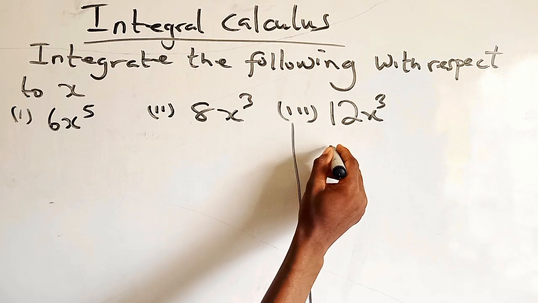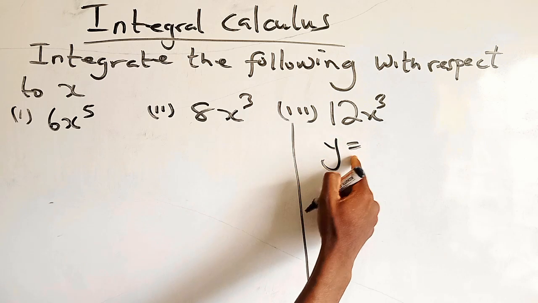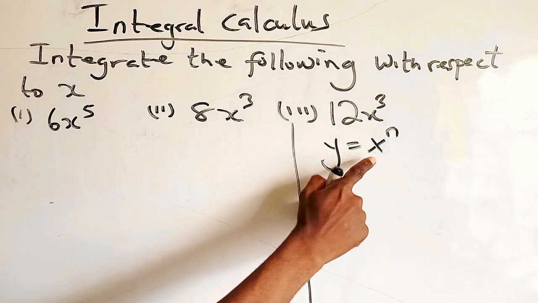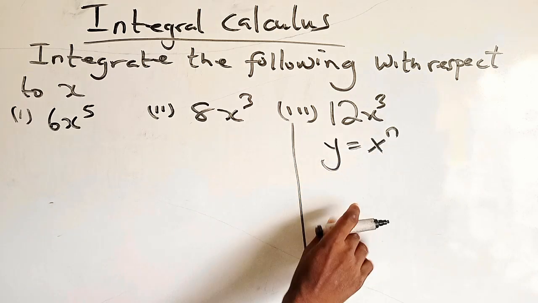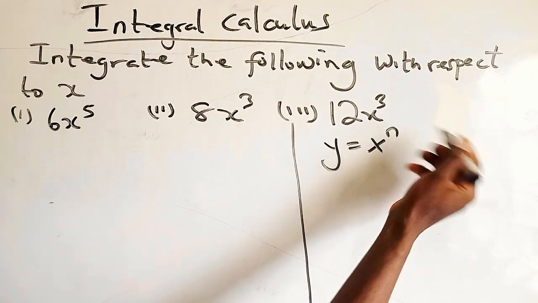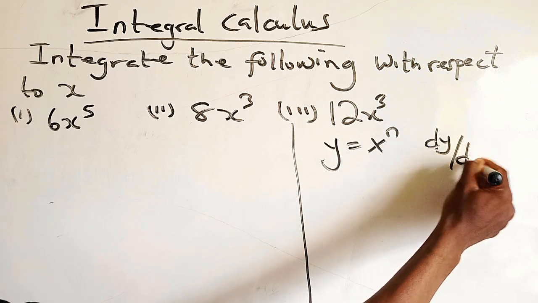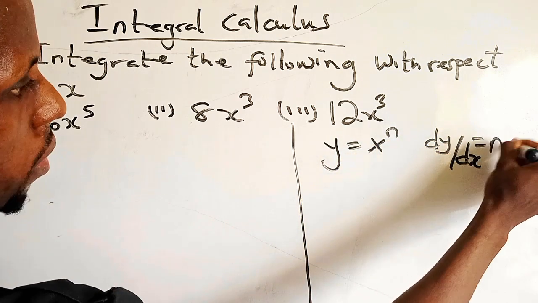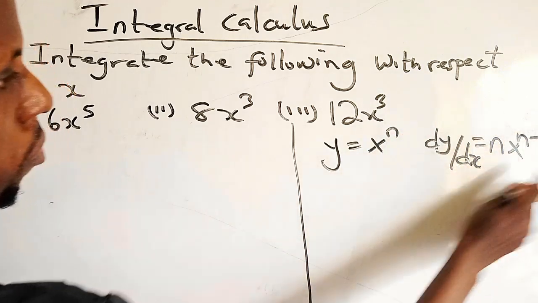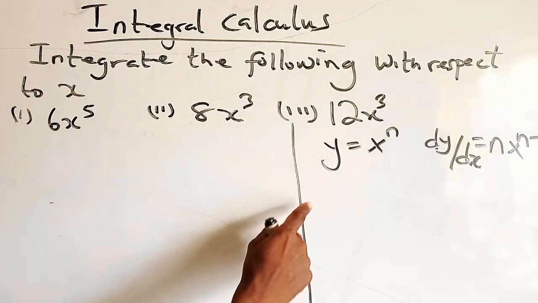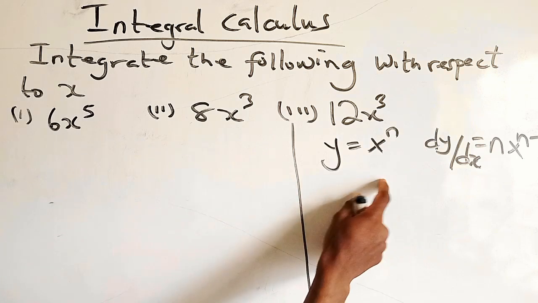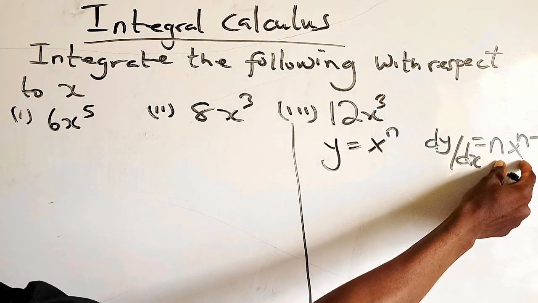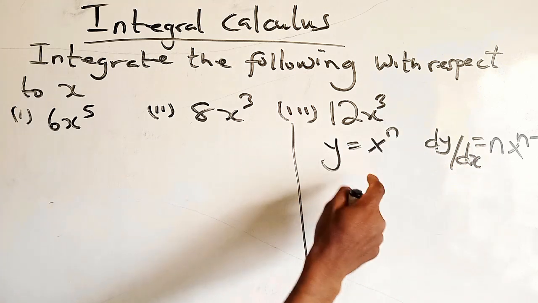When we have y equals x raised to power n, in normal differentiation, we have dy/dx, we multiply this power by this, so we have nx and we subtract 1 from it. But for integration, everything we are doing here is the opposite of differentiation. We want to undo the differentiation process. So how do we do that?